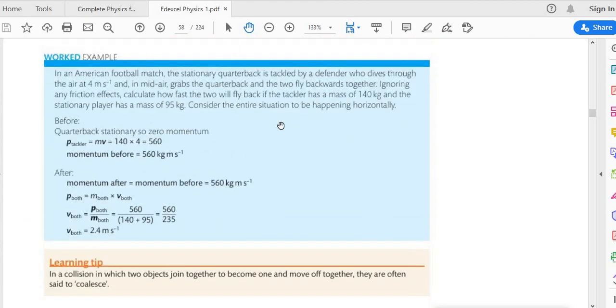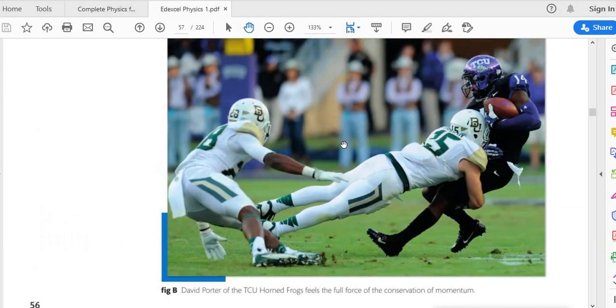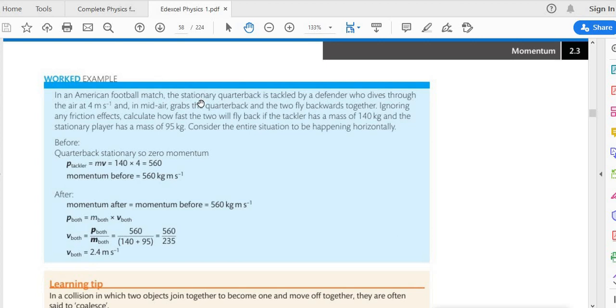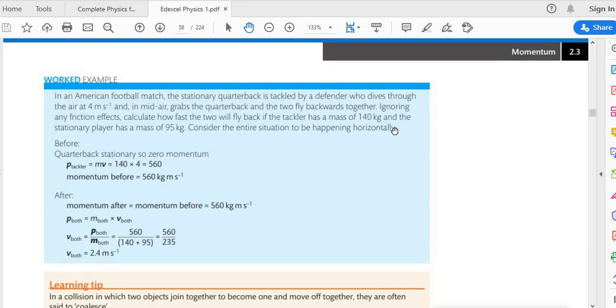Okay, so to help you all understand this better, let's go through this example. In an American football match, now there is a picture actually, so here this is American football. The stationary quarterback is tackled by a defender, the tackler, who dives through the air at 4 meters per second, and in mid-air grabs the quarterback, and the two fly backwards together, ignoring any friction effects. Calculate how fast the two will come back if the tackler has a mass of 140 kilograms and the stationary player has a mass of 95 kilograms.